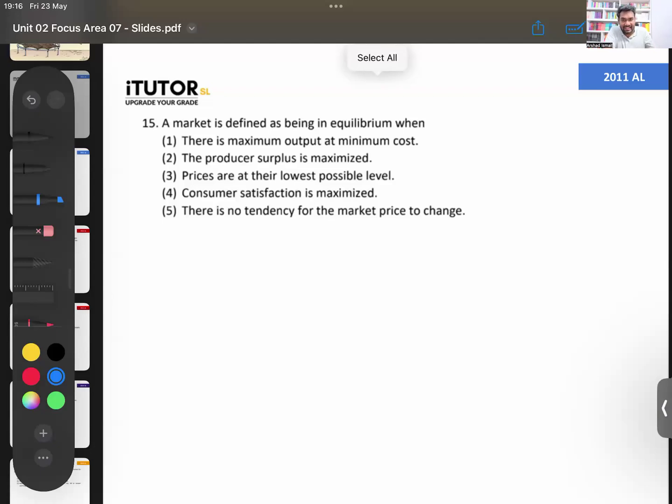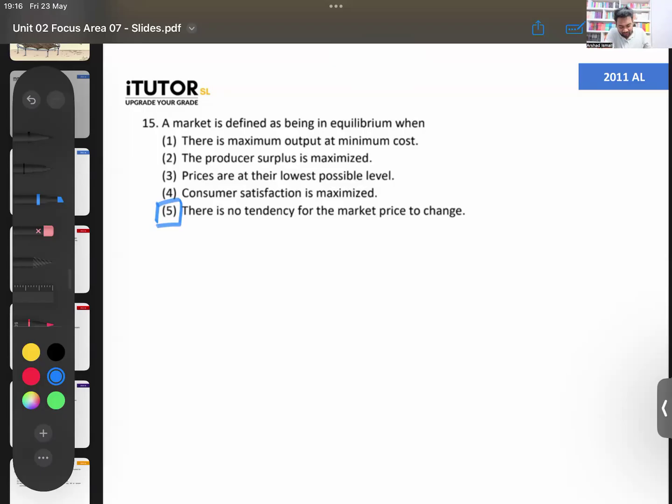Most of you have given me the right answer, others? So market equilibrium is a situation where my demand and supply match each other, right? In a situation where demand and supply match each other, what can you tell about the price of the good? There is no tendency for the price of the good to change, no? So your answer is number 5, Lama.